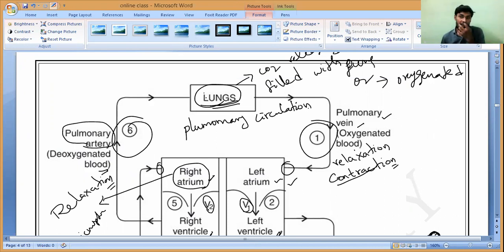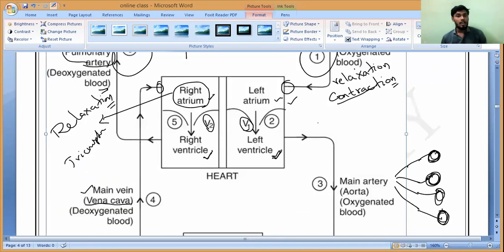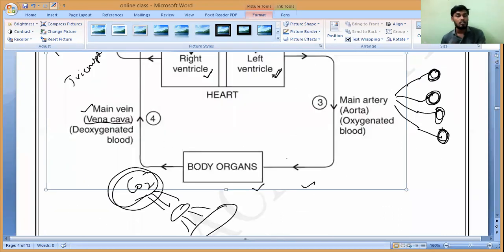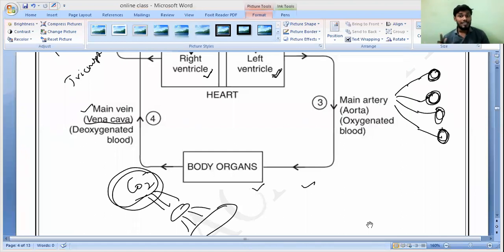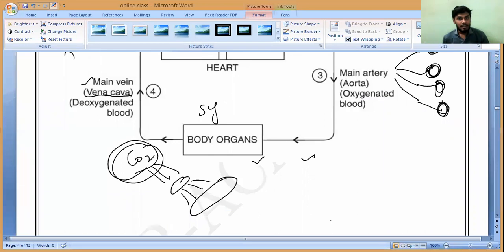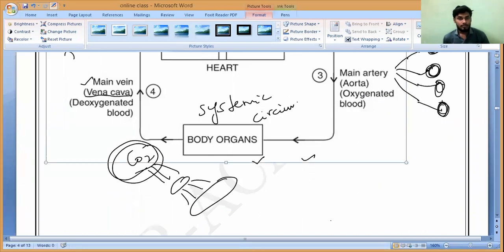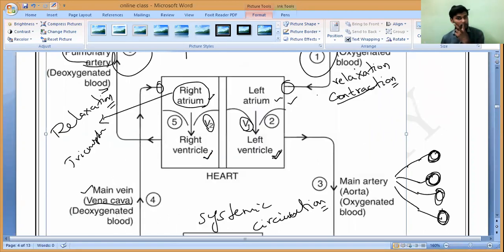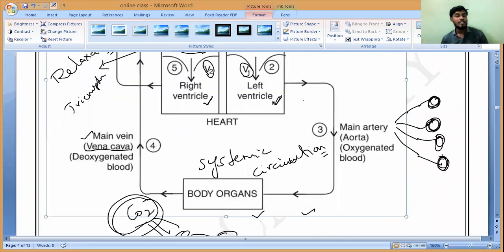Now, not with the lungs, except the lungs, from the heart to the body organs and the body organs to the heart. What should we call this? Any idea? Systemic circulation. Systemic, not systematic. Please note it down. So we have two circulations, pulmonary circulation and systemic circulation.